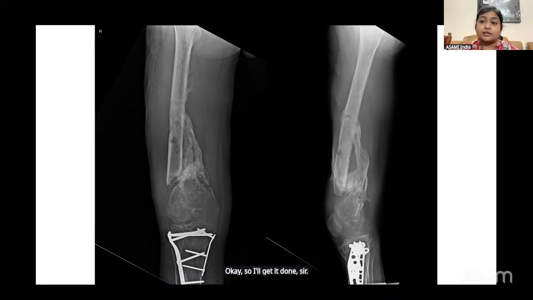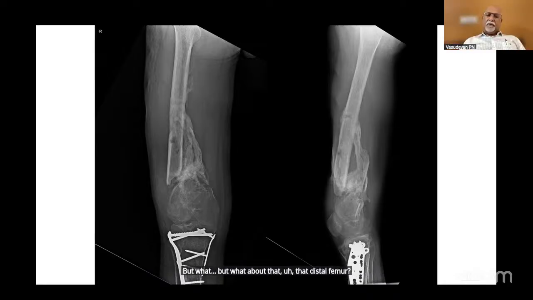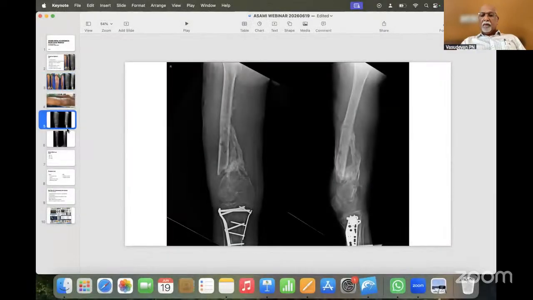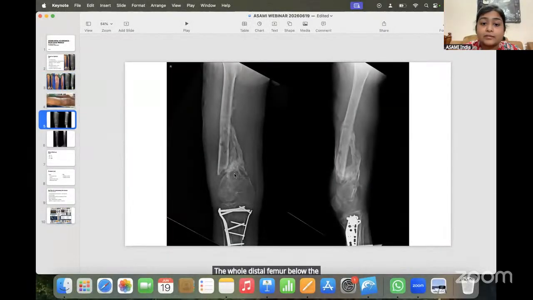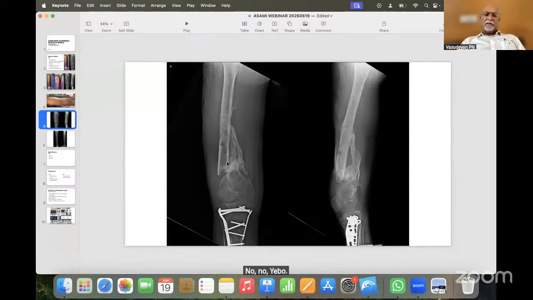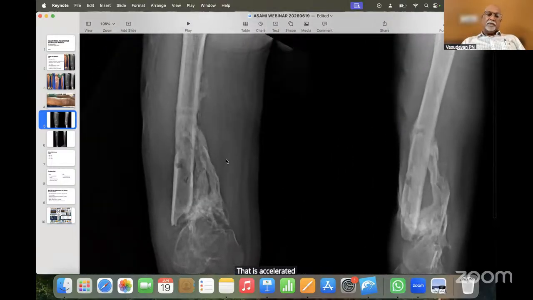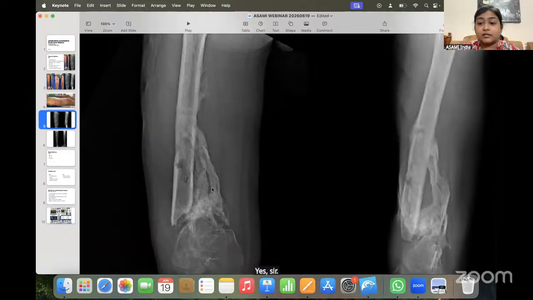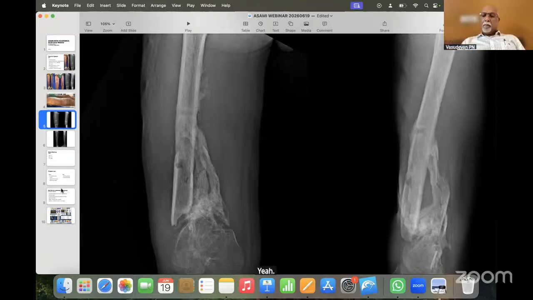But what about that distal femur, which looks sclerotic and sequestrated? The whole distal femur below the callus. Yes, sir, this part. No, above, distal to the proximal femur. That is sequestrated. Yes, sir, this part anteriorly.